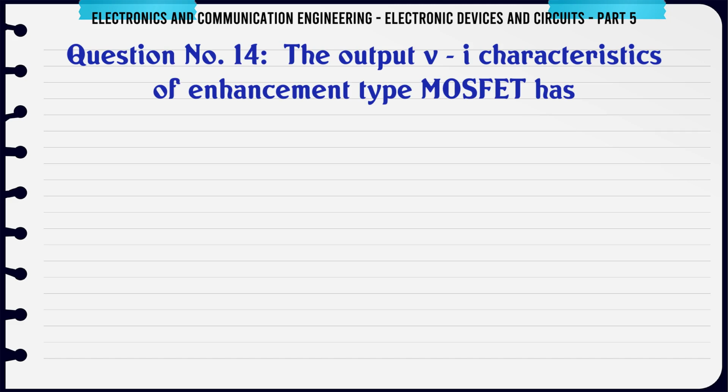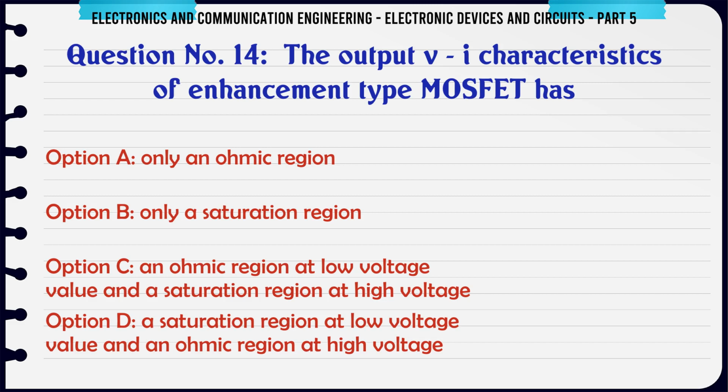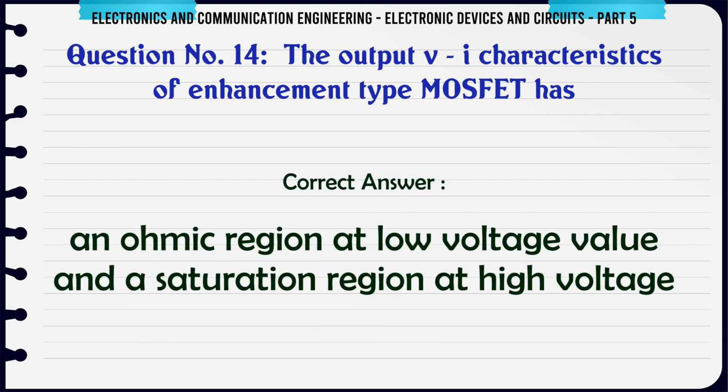The output VI characteristics of enhancement type MOSFET has A: Only an ohmic region, B: Only a saturation region, C: An ohmic region at low voltage value and a saturation region at high voltage, D: A saturation region at low voltage value and an ohmic region at high voltage. The correct answer is an ohmic region at low voltage value and a saturation region at high voltage.